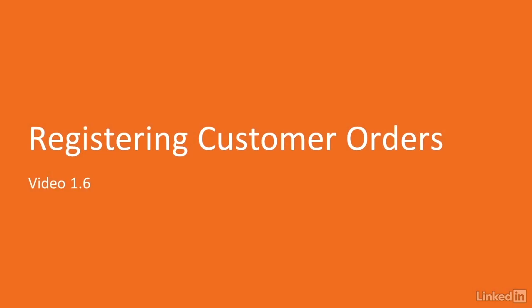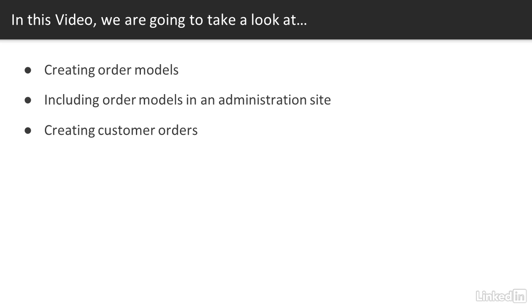Let's move on to the 6th video of this section, registering customer orders. In the previous video, we learned how to create a context processor for the current cart. In this video, we're going to take a look at registering customer orders. We'll first create order models, and then include order models in an administration site, and finally create customer orders.